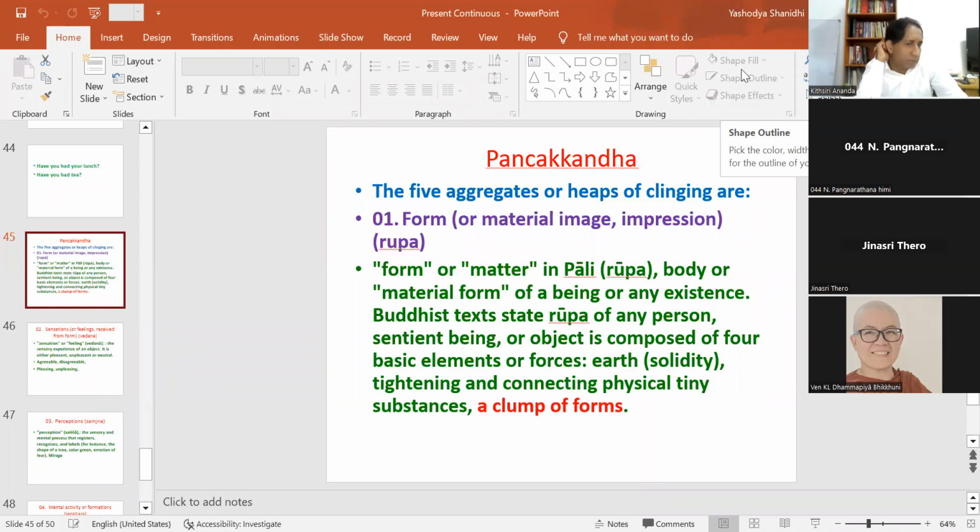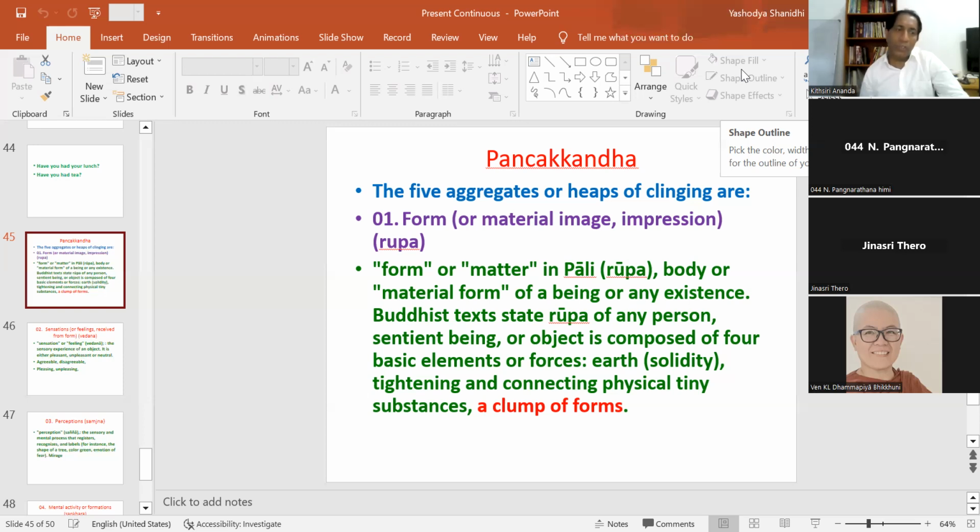Patavi is the earth element, which has the attribute of solidity. It has the aspect of connecting and tightening physical tiny substances together to form the body or the material entity.